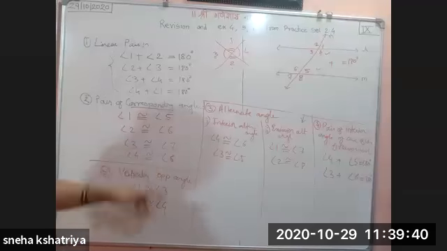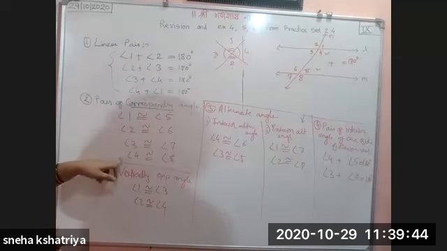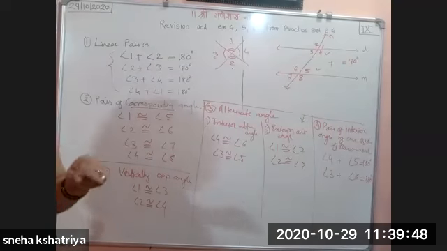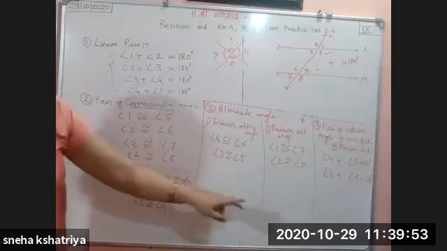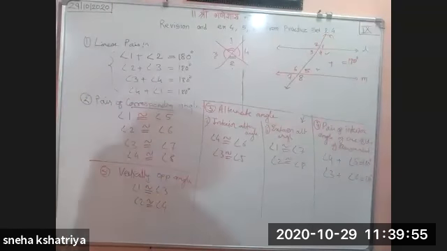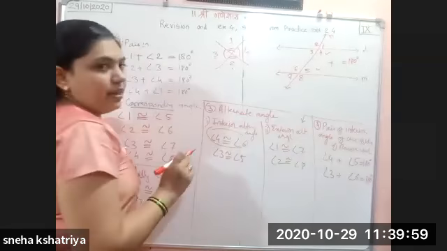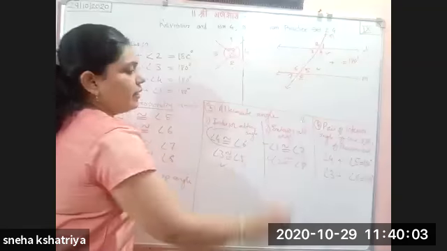When one pair of corresponding angles is congruent, then all the pairs become congruent. If one pair is congruent, then all pairs are congruent. Okay. When one pair of alternate angles is congruent, then all the remaining pairs of alternate angles are congruent. If one pair is congruent, either interior or exterior, whatever it is, then all the other pairs will become congruent.